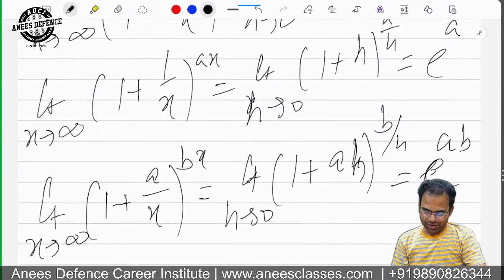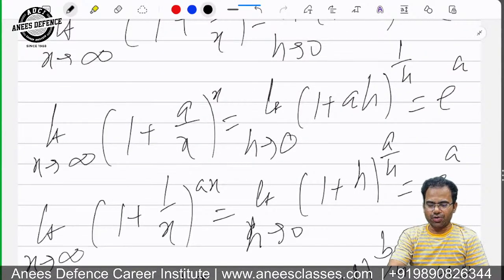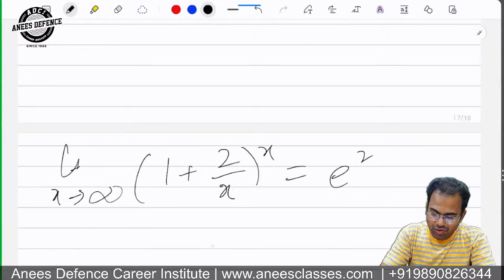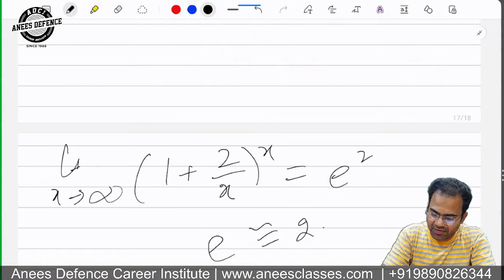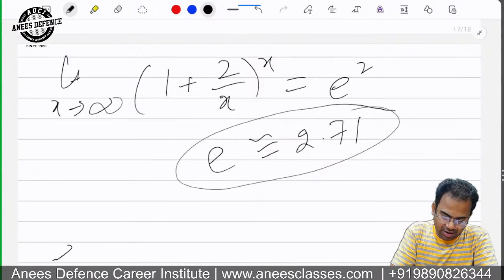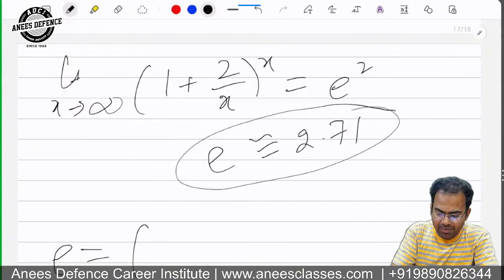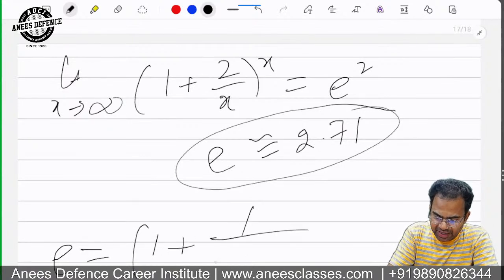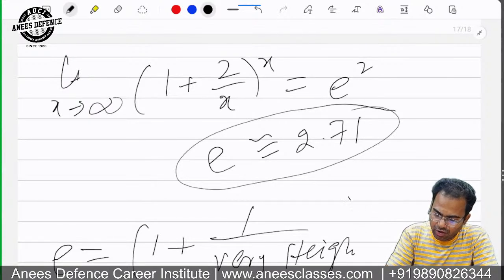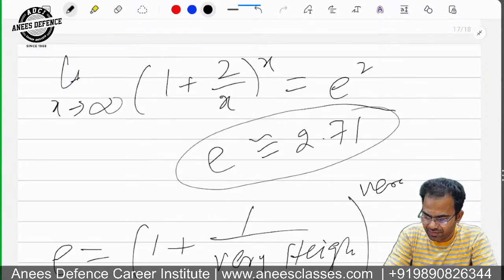Earlier I had told you, limit x tends to infinity (1 plus a upon x) whole to the power x. Yeah, e to the power 2. Very good. E square. You know e is an irrational number and its approximate value is 2.71. What is e? I write for you. E means (1 plus 1 upon very high) whole to the power very high value.